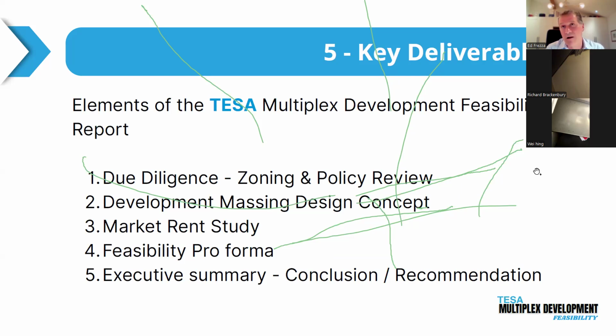We then take those market rents plus our knowledge of construction costs, soft costs, etc., and the financing elements, and put it together in our pro forma. And with that pro forma, that generates an executive summary where we have a conclusion and then an explanation of what do these numbers mean and what is a likely course of action for somebody that wanted to proceed.